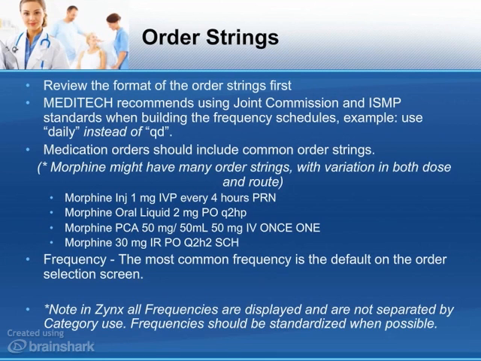Order strings are another thing that needs to be evaluated by your committee and addressed in your style guide. You need to review the format of those and figure out whether you're going to spell out or use abbreviations on your frequency schedules. You also need to look at common order strings and whether a drug is going to have more than one, and how you are going to lay that out, and what order things are going to be laid out in the order string.